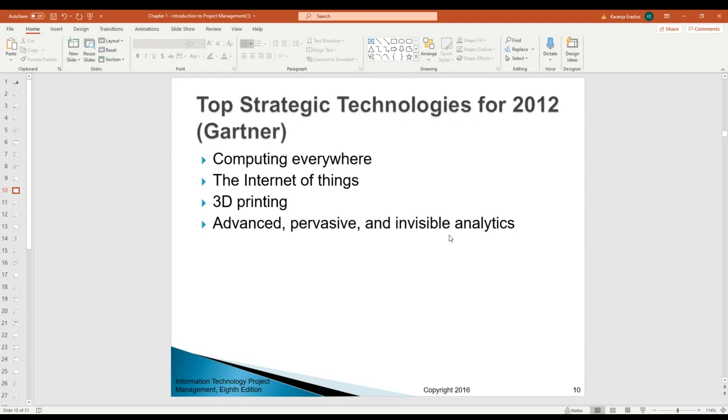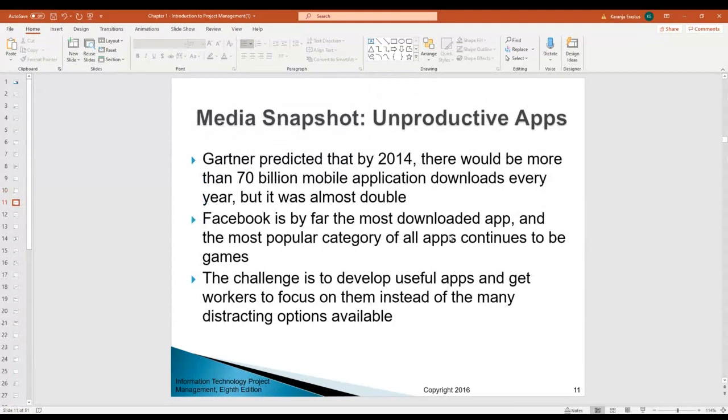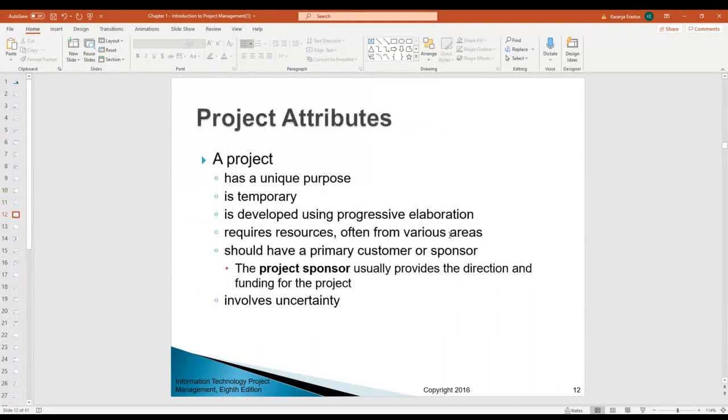So when you talk about the Internet of Things, it is whereby most of the things are now communicating. They have internet capability. 3D printing, that's already passed, advanced surface, even invisible analytics. So we have data everywhere, and we can use facts to make decisions. Okay, so Alexa is one of them. And productive apps, we won't go through all these things. You can read this on your own time.